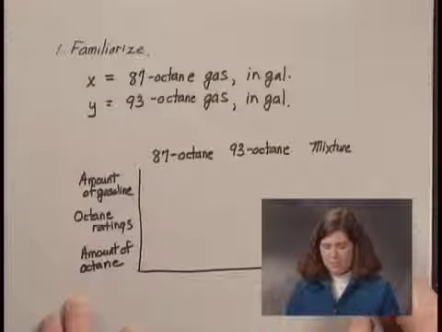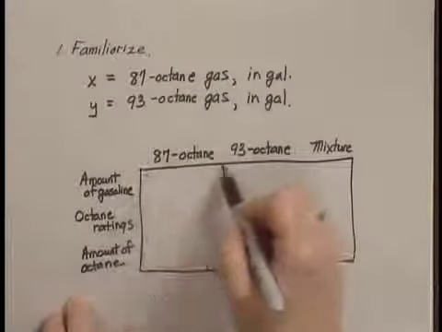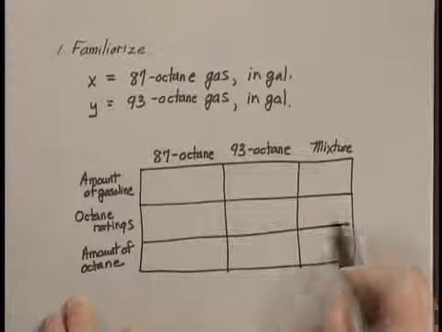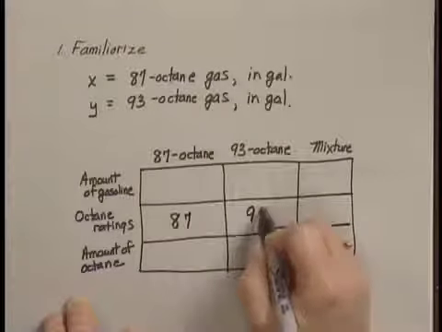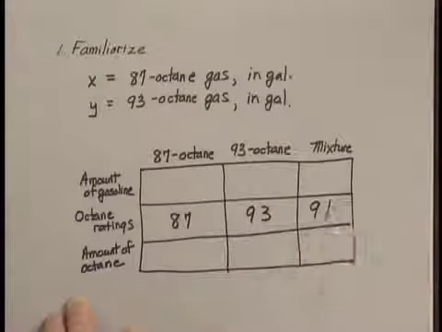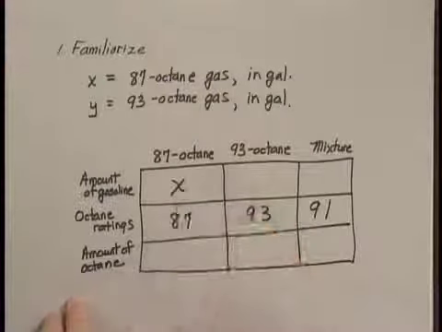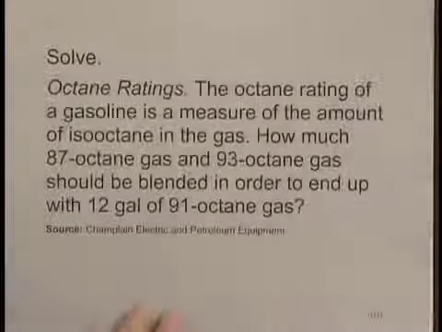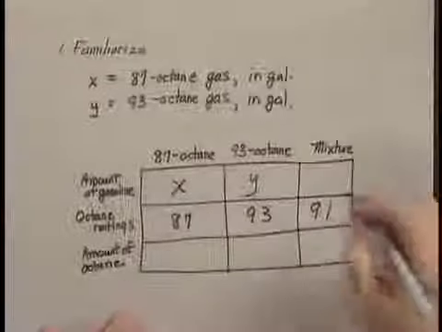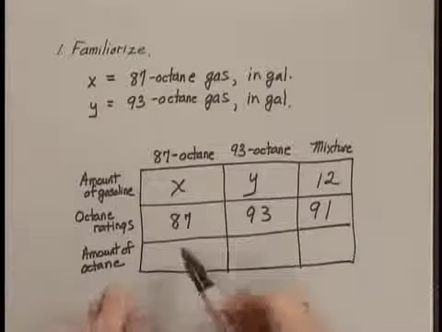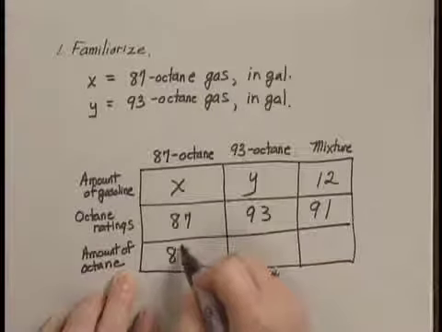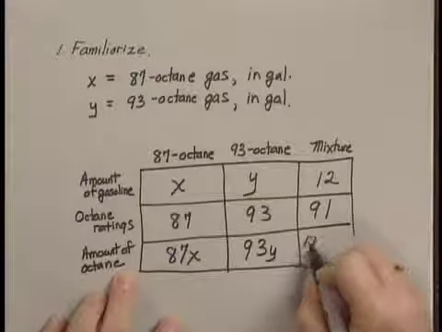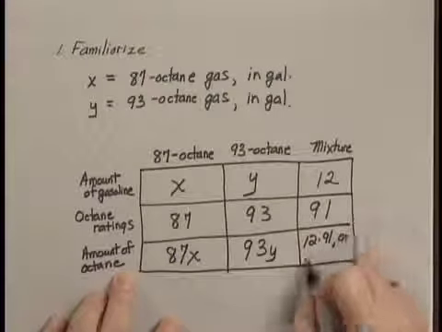So if I make a table here, I can fill in what I know. I know the octane ratings. I'm going to write those in. The amount of gasoline, I have X gallons of 87 octane, Y gallons of 93 octane, and I'm told I need 12 gallons of 91 octane. Now we multiply these: 87X, 93Y, and 12 times 91, which is 1,092.